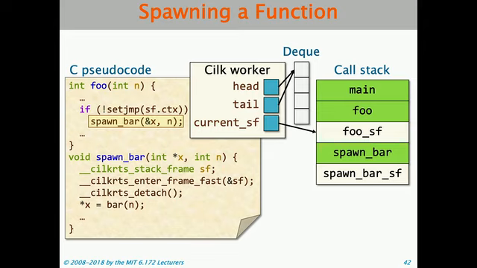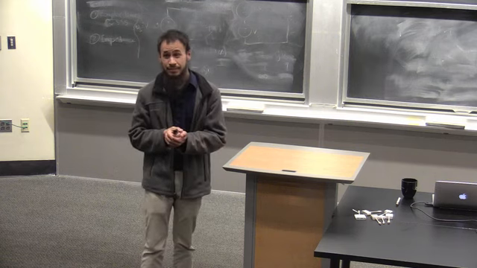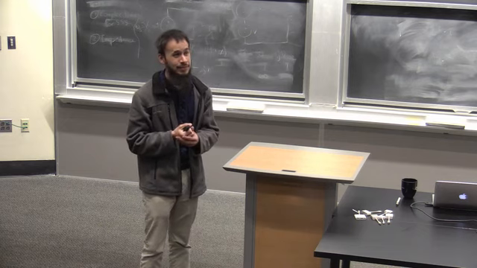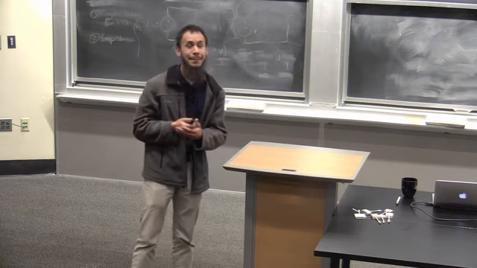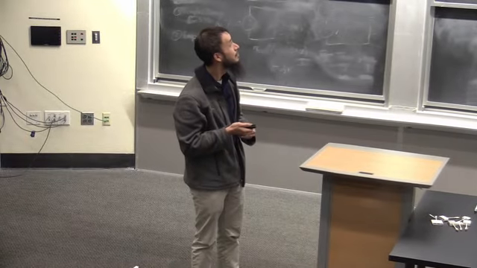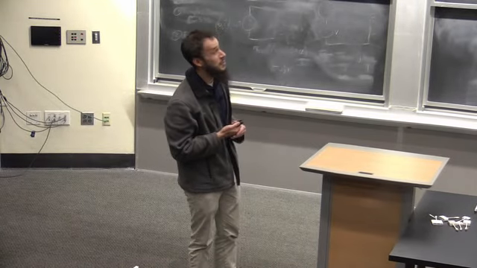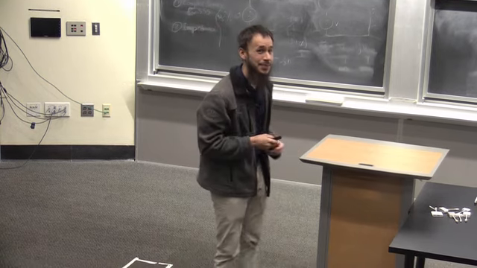Now we do this Cilk RTS enter frame fast routine. And I mentioned before that that's going to update the worker structure and the deck. Or no, not the deck, just the worker structure. So what's going to happen here? Well, we have a brand new Cilk RTS stack frame on the stack. Any guesses as to what change we make? What would enter frame do? Yeah. Point current stack frame to spawn_bar stack frame. You're right. Anything else?